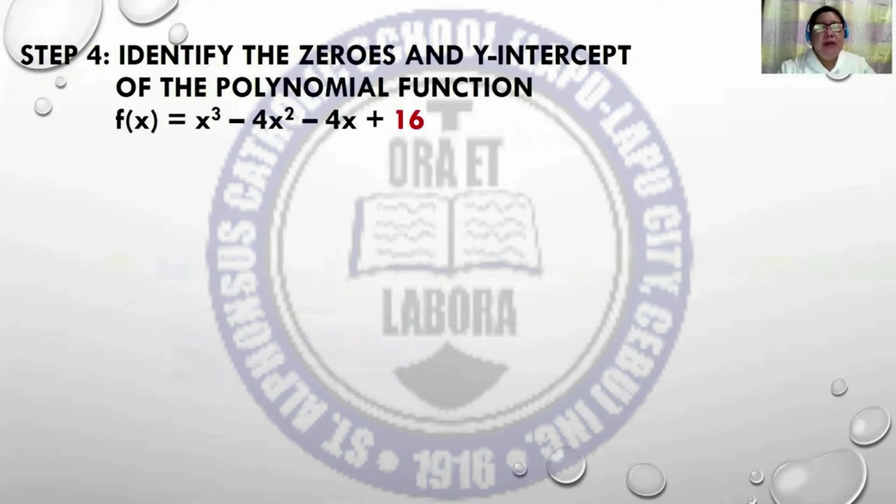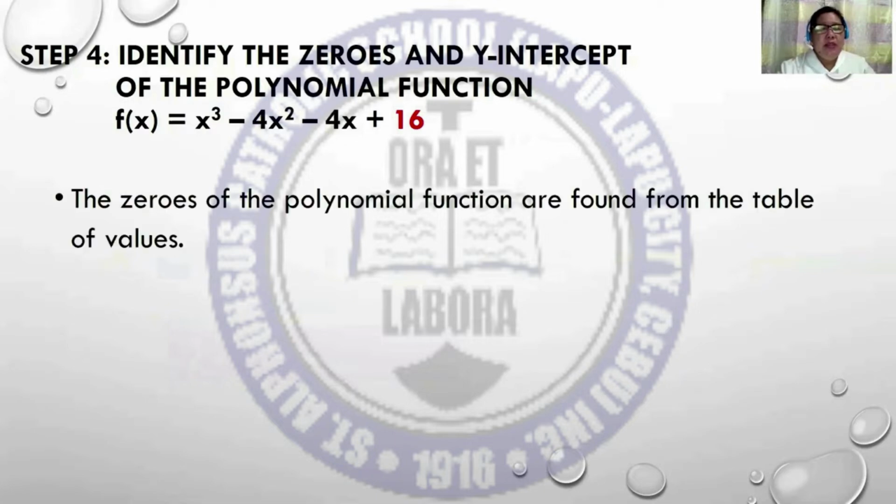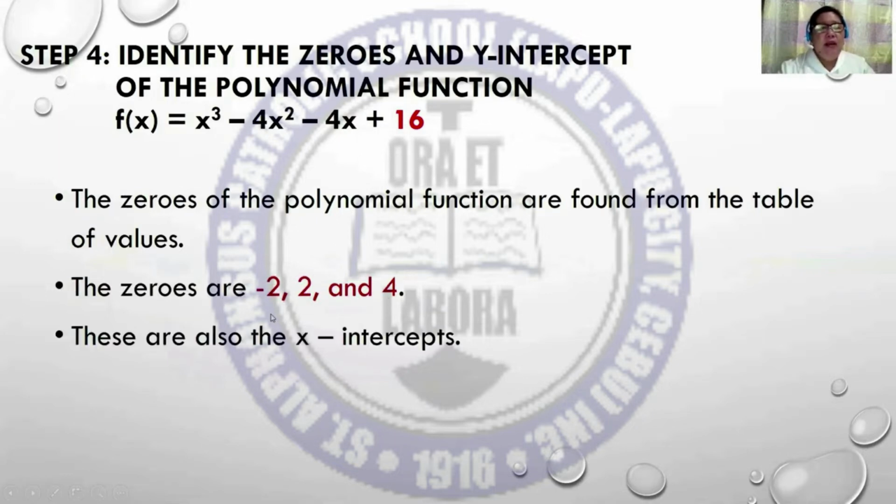Next, identify the zeros and the y-intercept of the polynomial function. So, the zeros of the polynomial function are found from the table of values. And the zeros are negative 2, 2, and 4, and they are also called the x-intercepts. The result of f of x when you substitute x to the function is 0. So there are 3 zeros in the given function.